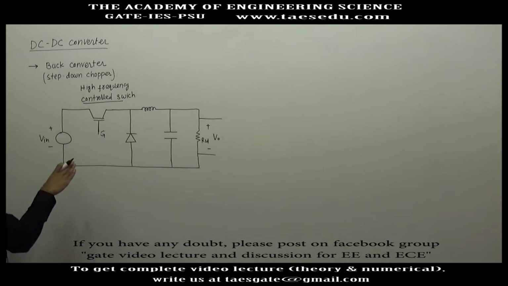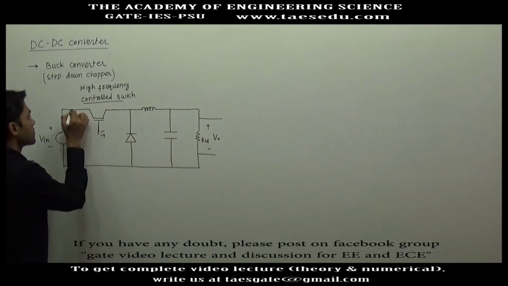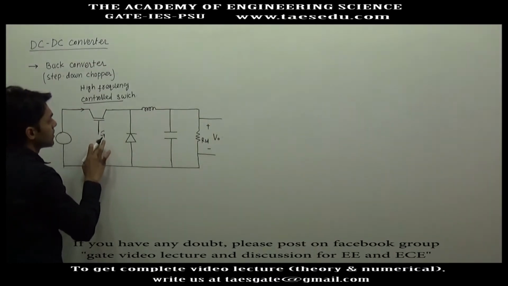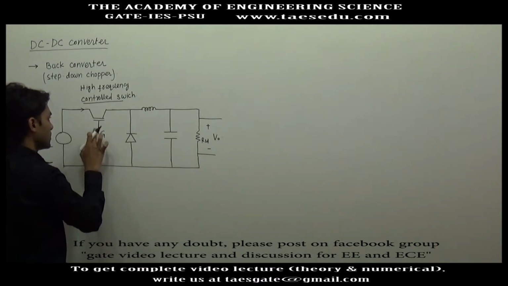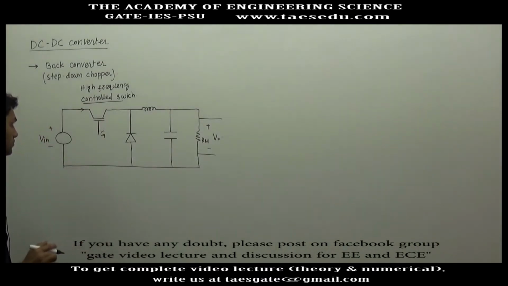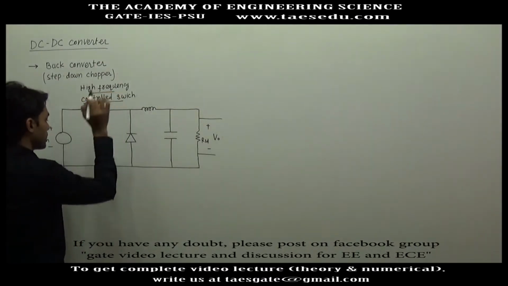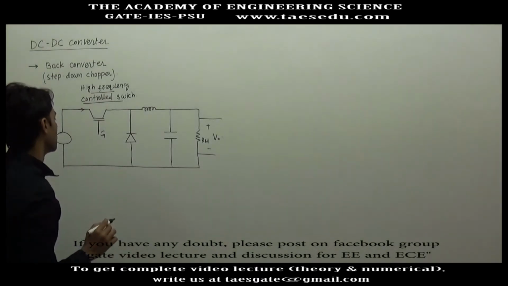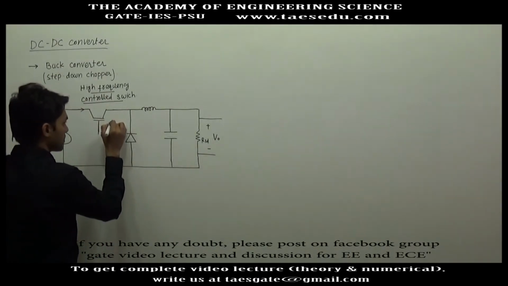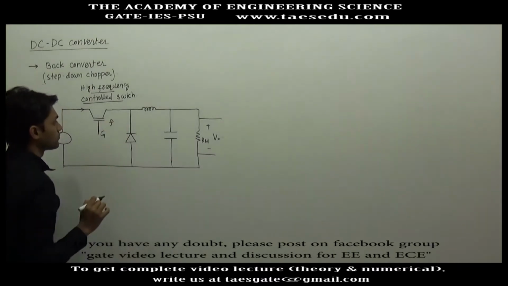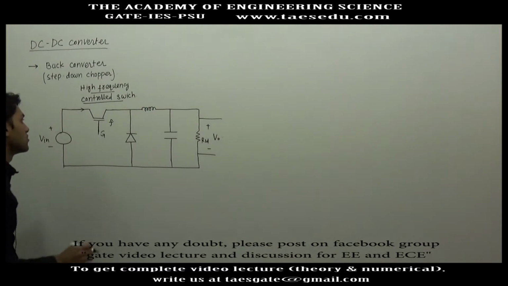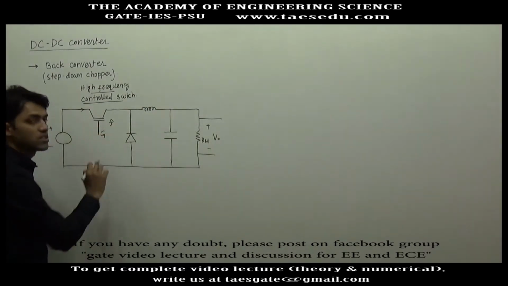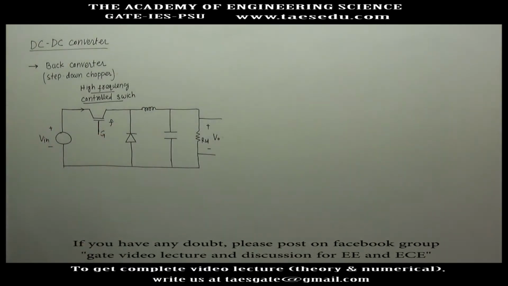In case of buck converter, the current has always the tendency to flow in this direction. So when you give gate signal, the switch will be on. When you remove gate signal, this will be off. And high frequency means its switching frequency will be high. Let's say it has a switching frequency of f. So in 1 second, f times this switch will be turned on and f times turned off.